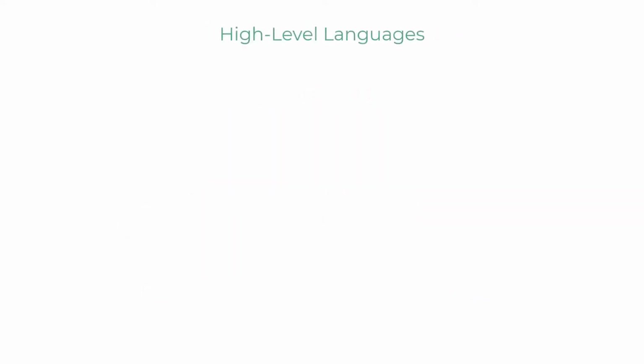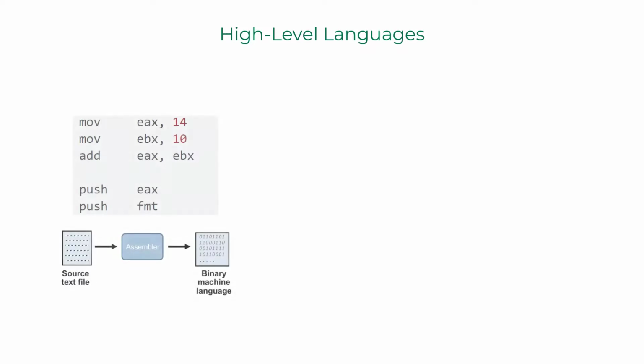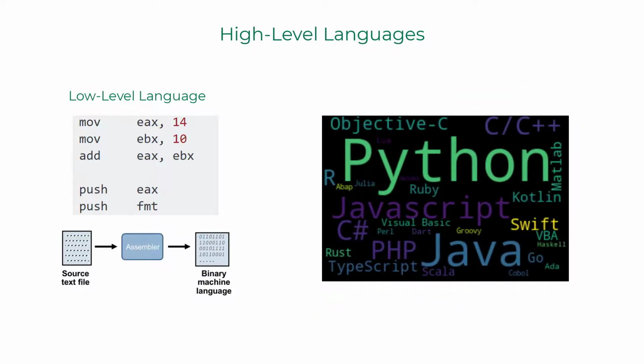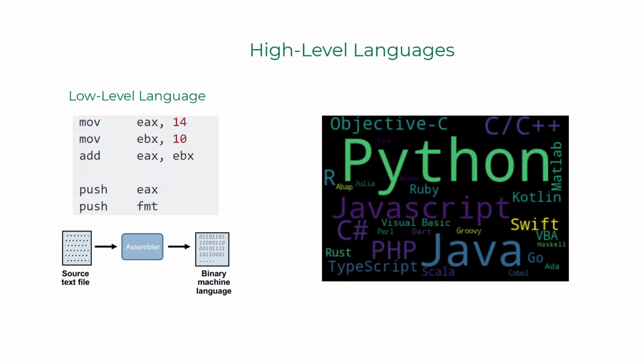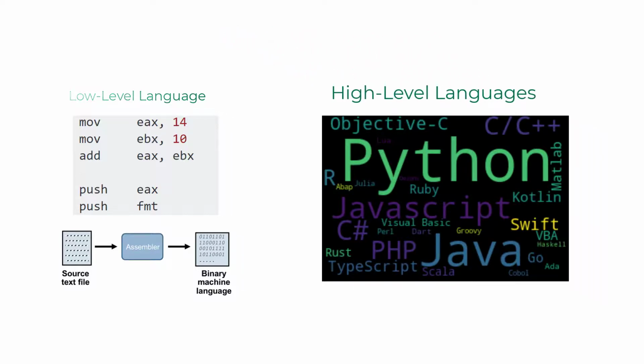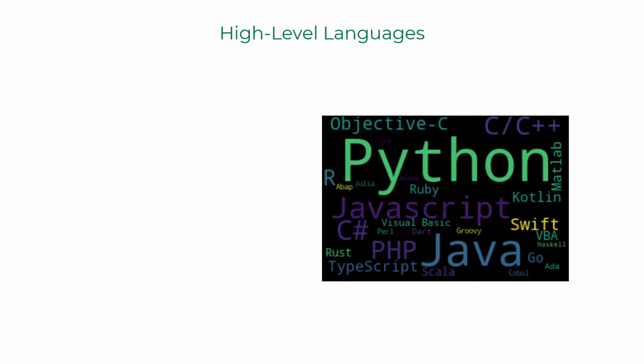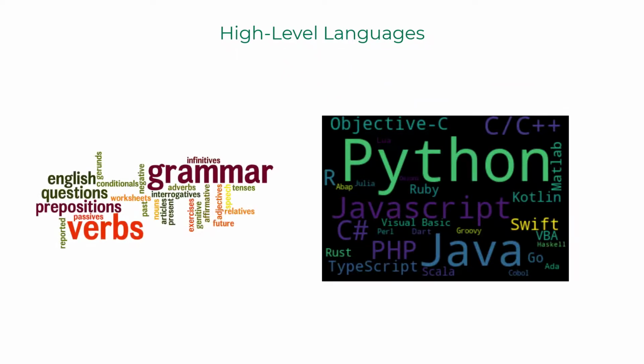Assembly language is quite close to machine language and is considered a low-level language. To make the life of programmers a little better, high-level languages were developed in the late 1950s. Modern computer languages you hear often, like Python, Java, C++, are all high-level languages. These languages are close to human languages, which consist of words and rules like grammar.